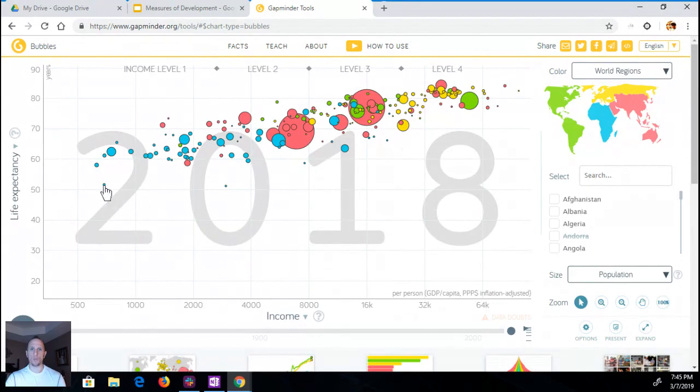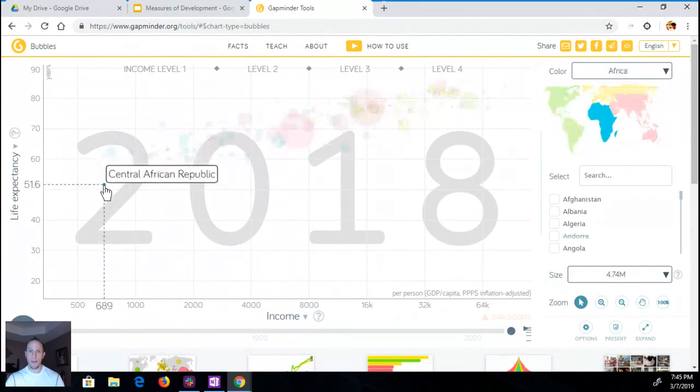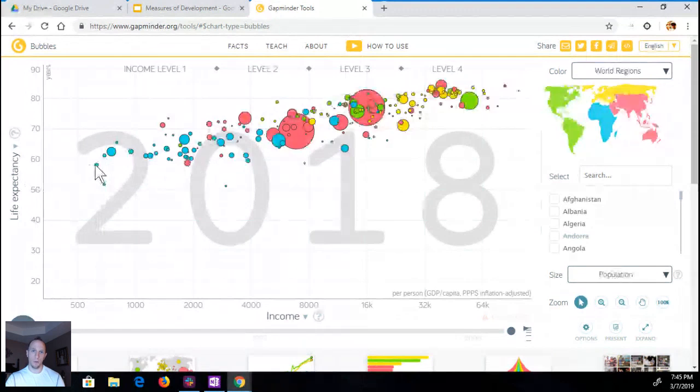50 is extremely young to die, right? And so is 60 and even under 70. What do you notice about all the countries in blue, y'all? What region are we looking at?